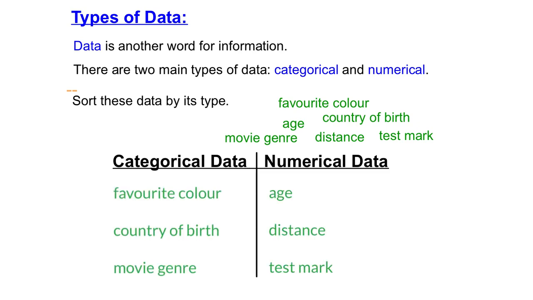I'm hoping you came up with this sorted list. Favorite color, country of birth, and movie genres. If you collected this information, you would not get numbers. These are different categories. However, on the other side, age, distance, a test mark, these are all numbers, so these are numerical data.